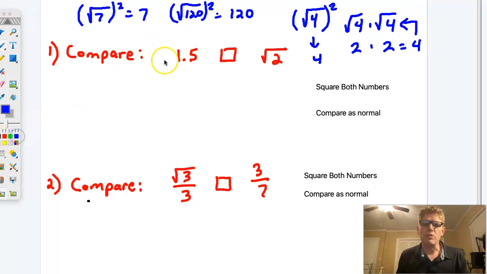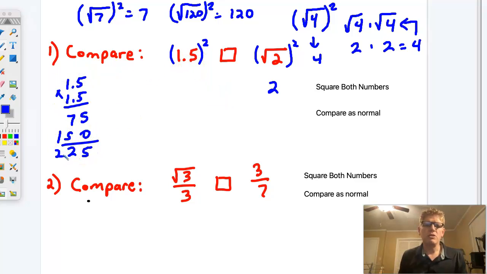So what we'll do is we will square both sides. Now when we square the square root of 2, we're going to get 2. And when we square 1.5, let's do that quickly off to the side. We get 2.25. Which one is greater? Obviously, 2.25 is greater than 2. So we were able to compare those.